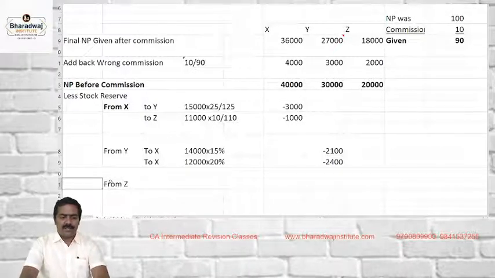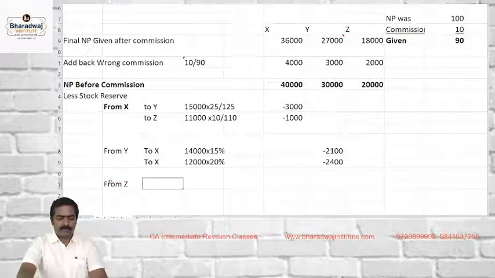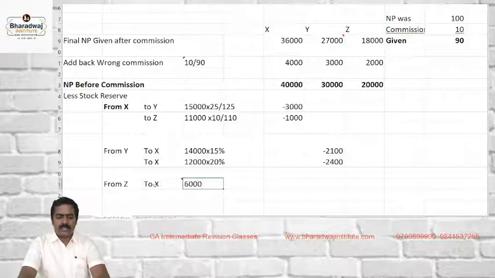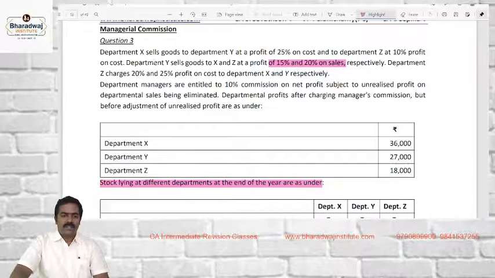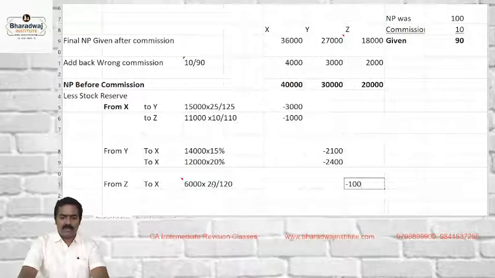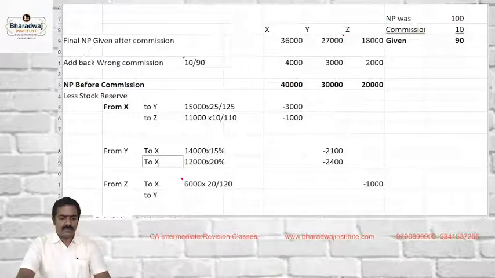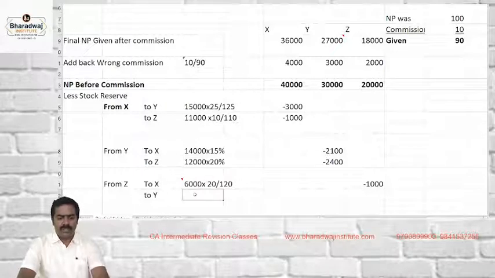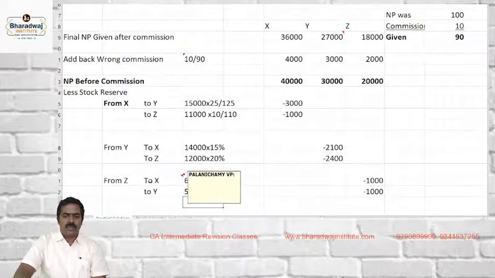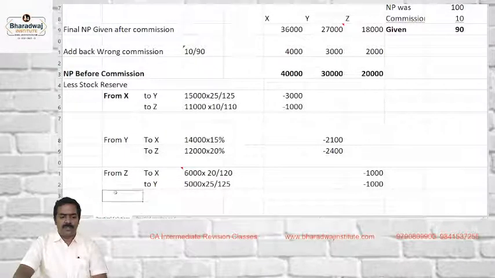Then from Z to X. How much? 6,000 into what is the profit margin given? 20% and 25% on cost. So into 20 by 120. How much? 1,000. To Y. 5,000 into 25 by 125. How much is it? 1,000. Adjust this. You will get corrected net profit before commission.